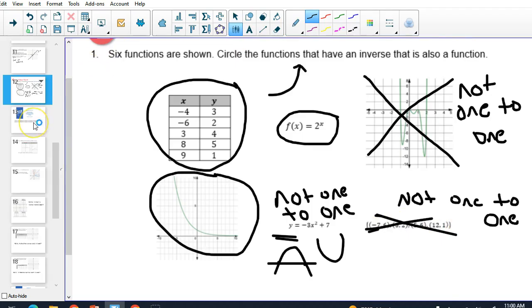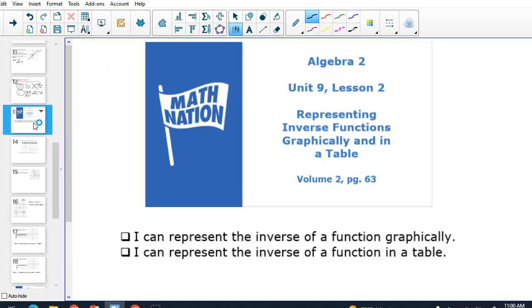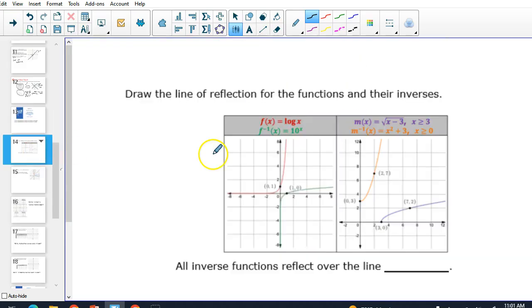Okay. Now, let's see if we can try to blitz through the second one a little bit, because this one's a little bit of a shorter lesson. So we're going to combine them. So for lesson 2, represent inverse functions graphically and in a table. Before we had to recognize them, now we're going to switch the x's and the y's.